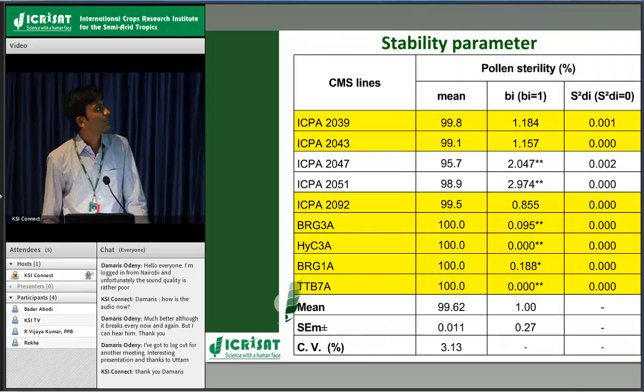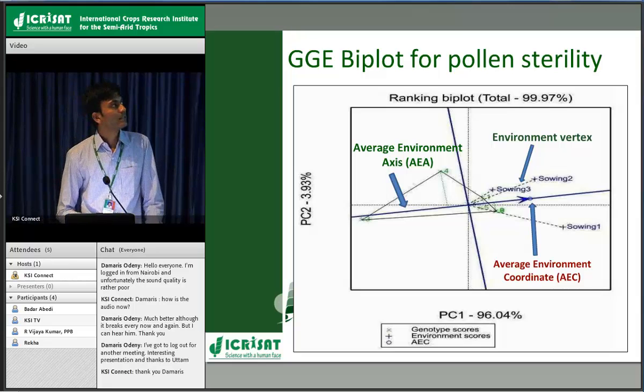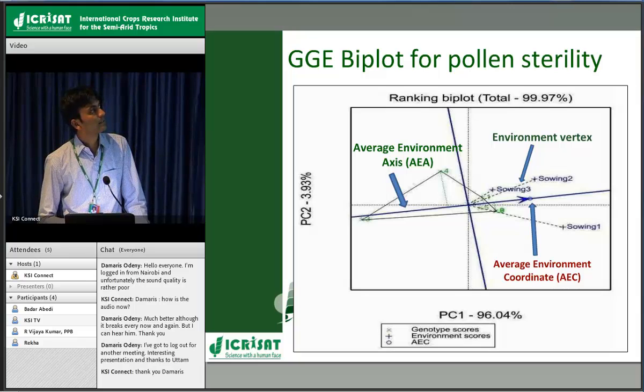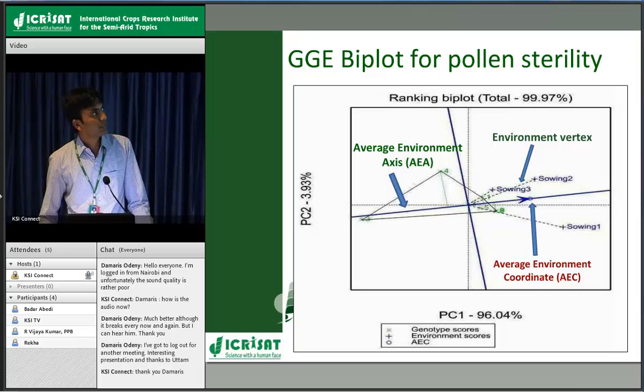Stability parameters for pollen sterility showed that all the CMS lines except 2047 and 2051 were stable for expression of male sterility. Here also the GGE biplot for pollen sterility showed that all the genotypes were stable in all three different dates of sowing, while the first sowing is discriminating among the three different sowings. The genotypes showed less expression of male sterility in the first sowing as compared to the second and third sowing, because the first sowing was on 7th of August, so the genotypes got the minimum temperature at the time of flowering, therefore the expression of sterility was less.